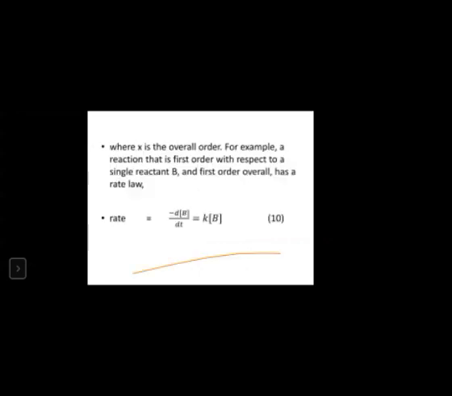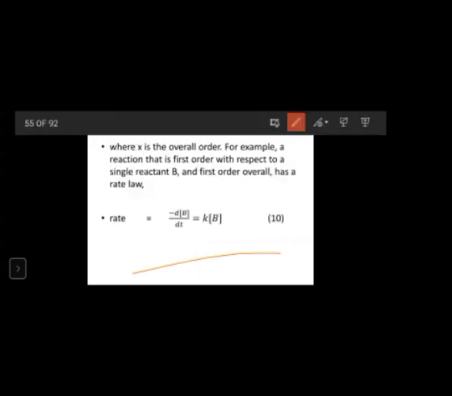If you do like that for first order, look at what I'm going to do. First order rate, I will say mole per dm cube over time. That is what I mean. Look at that, mole per dm cube. Forget about the negative sign. And that will be equal to k.